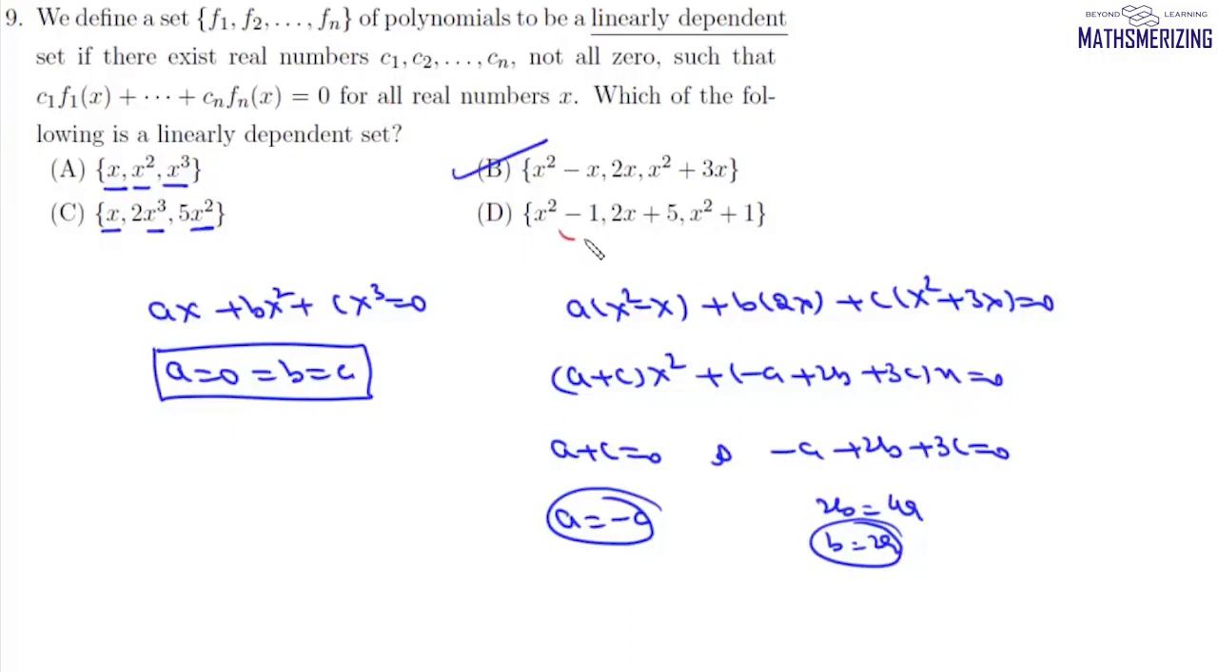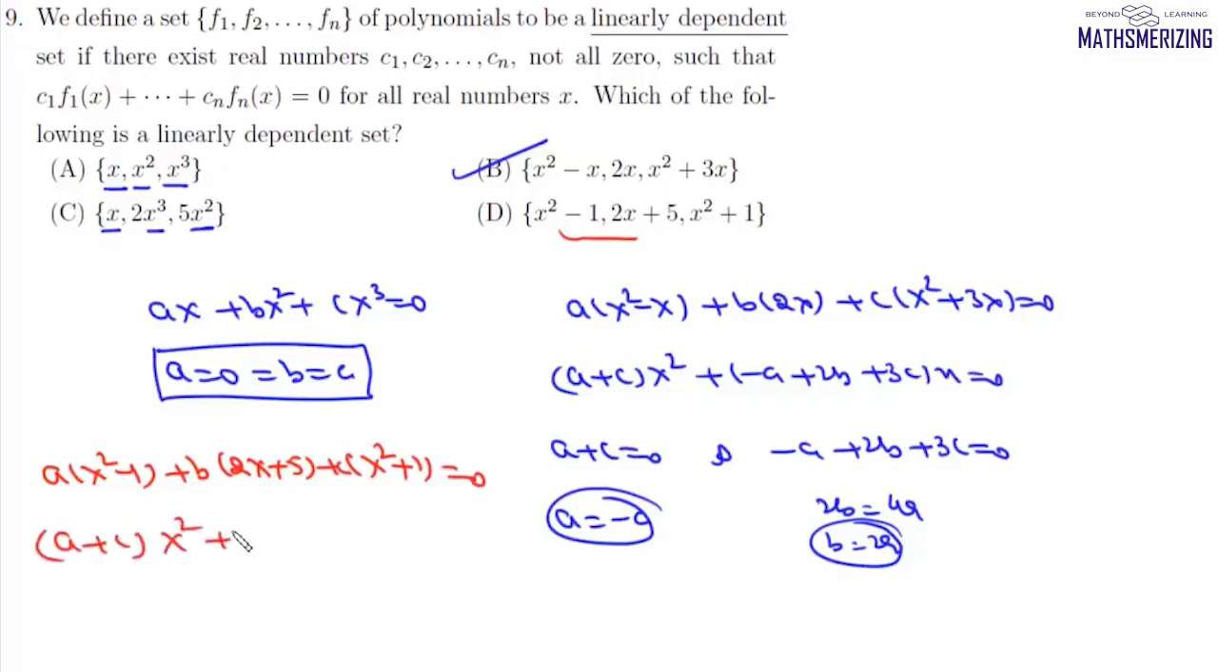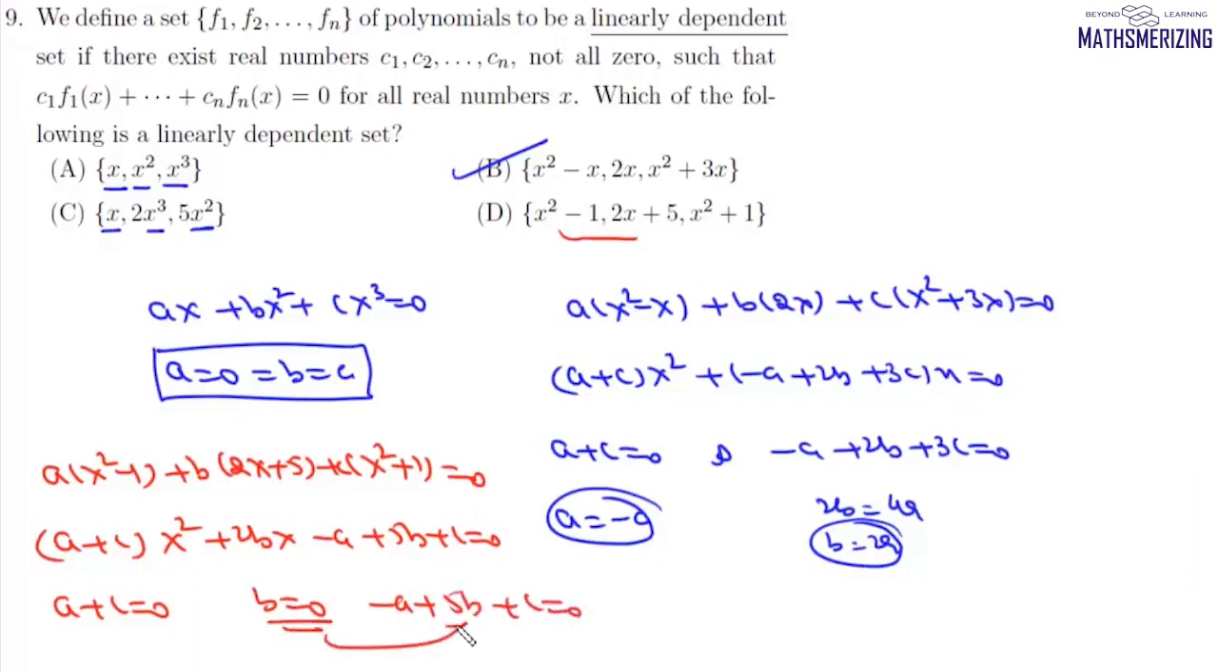If you want, you can check this fourth option also. We can write this as a(x square minus 1), b(2x plus 5) and c(x square plus 1). Now we can write this as (a plus c)x square plus 2bx plus (minus a plus 5b plus c) equals 0. Now we'll get a plus c equals 0. We'll get b equals 0 and minus a plus 5b plus c equals 0. Now if we put b as 0 here, we'll end up getting a equals 0 and c equals 0. That means this fourth set of functions is also linearly independent. So the only set which is linearly dependent is this option B.